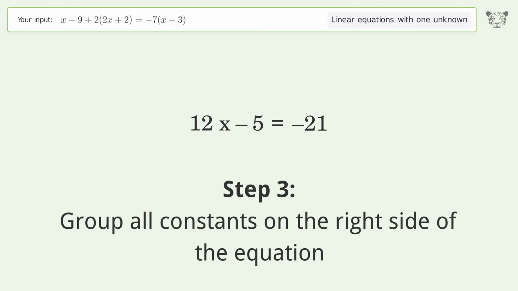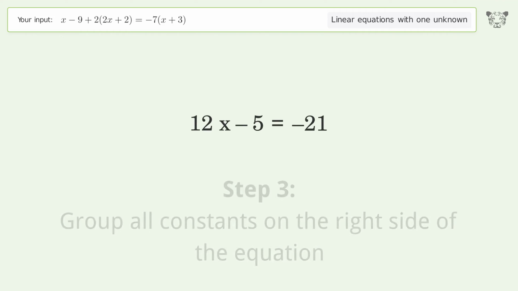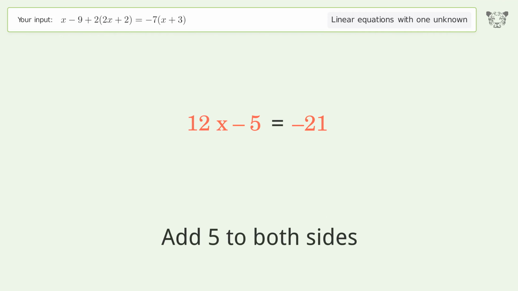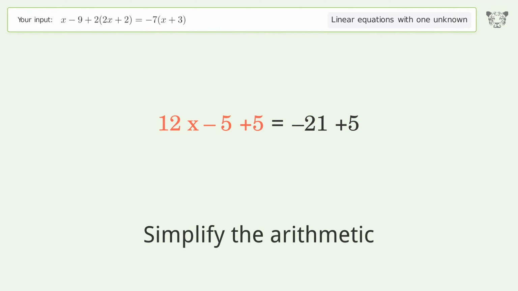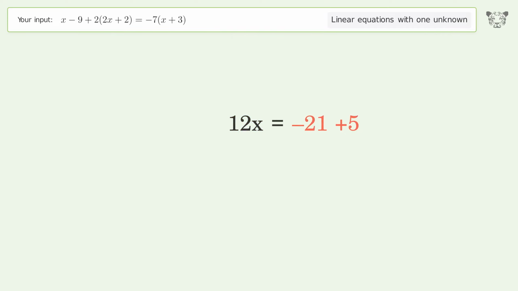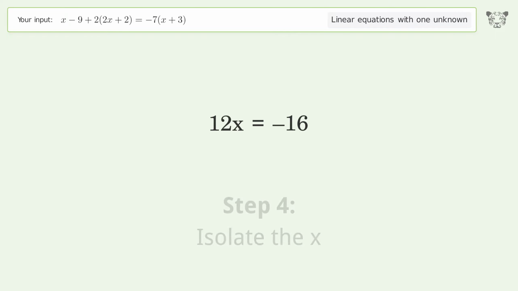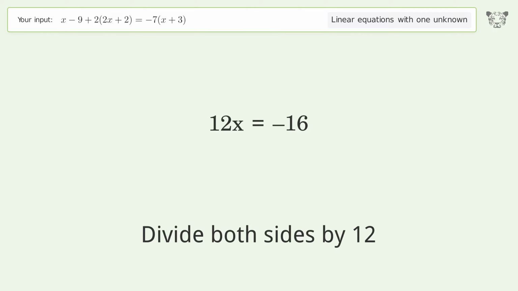Group all constants on the right side of the equation. Add 5 to both sides. Simplify the arithmetic. Isolate the x. Divide both sides by 12.